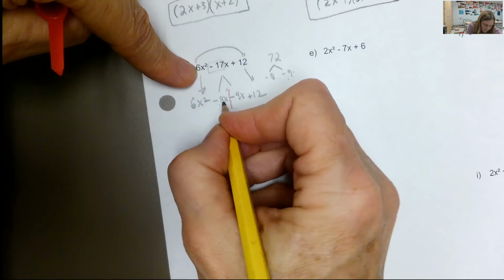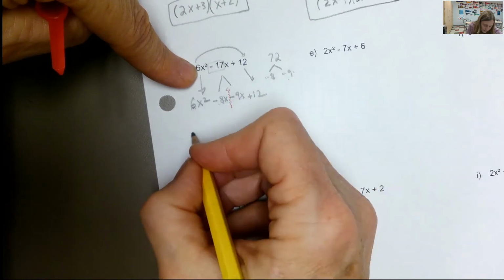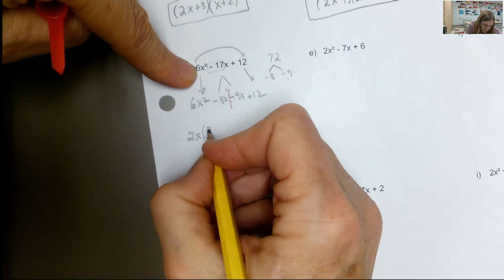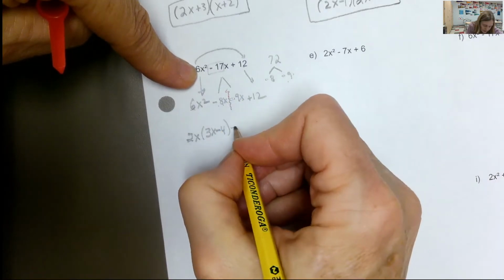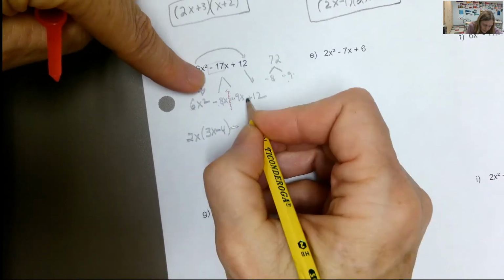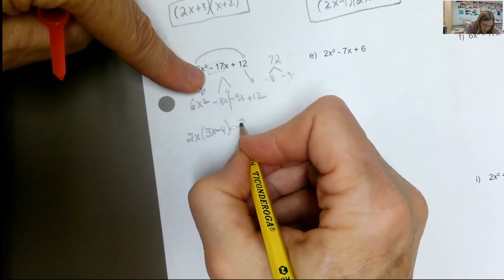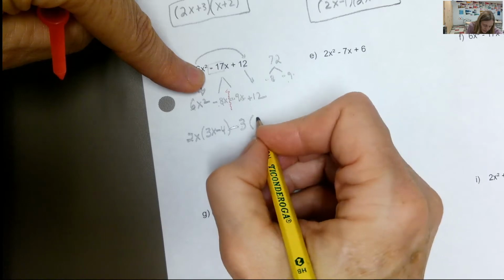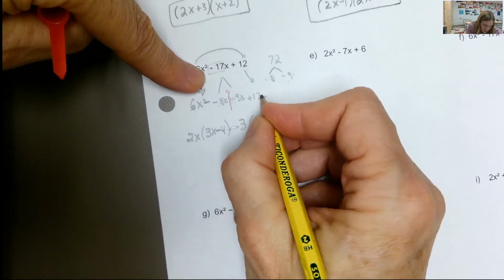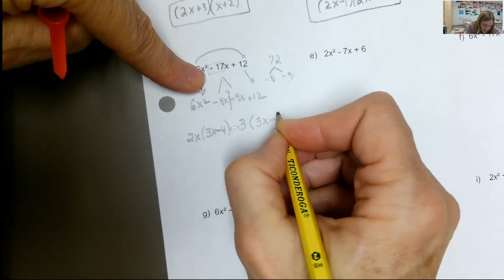The greatest common factor on the left is 2x, and we're left with 3x minus 4. This minus gets dropped down here. The greatest common factor here is a 3. Negative 9x divided by negative 3 is positive 3x, and 12 divided by negative 3 is negative 4.